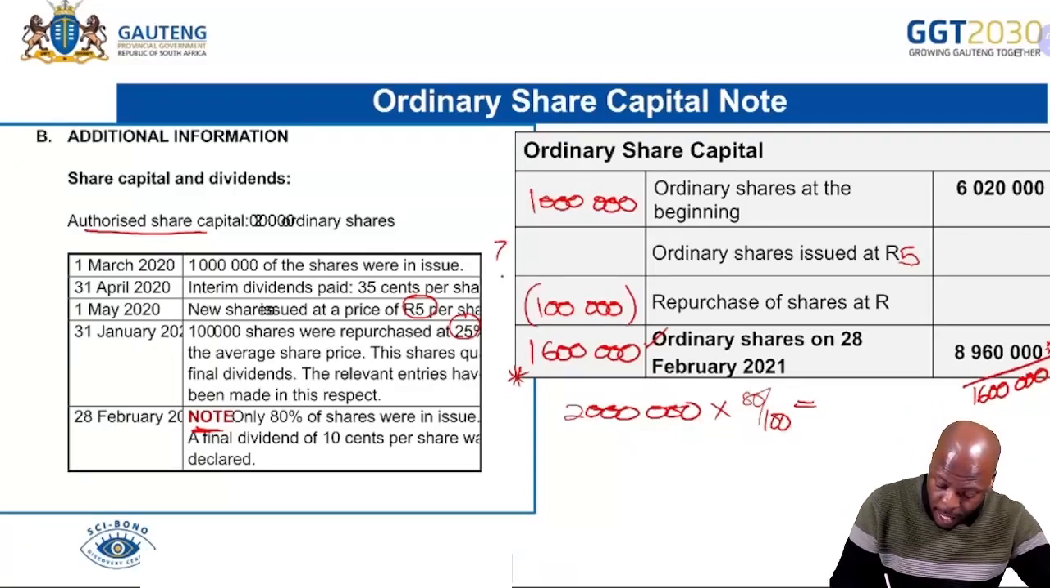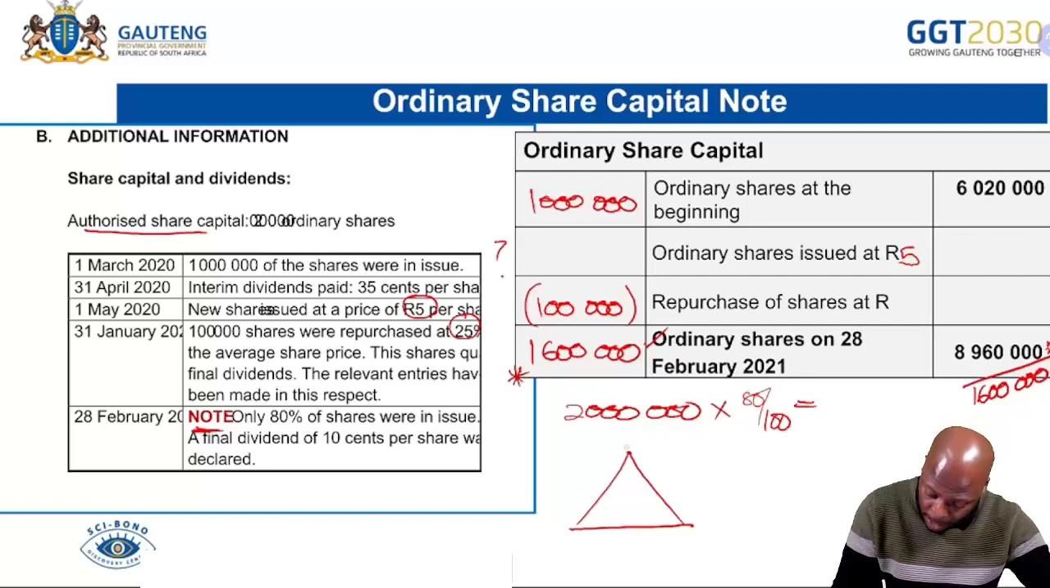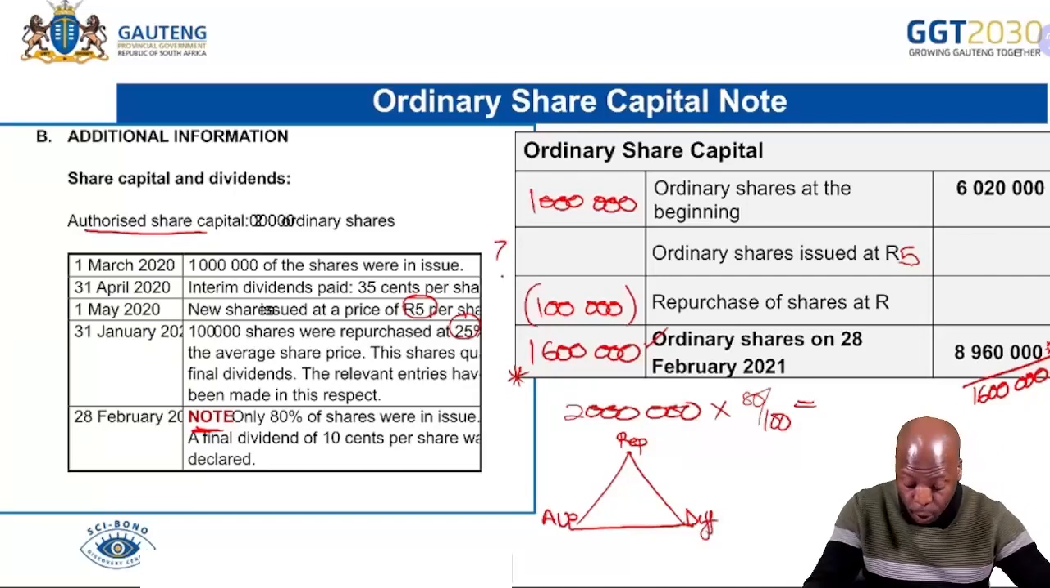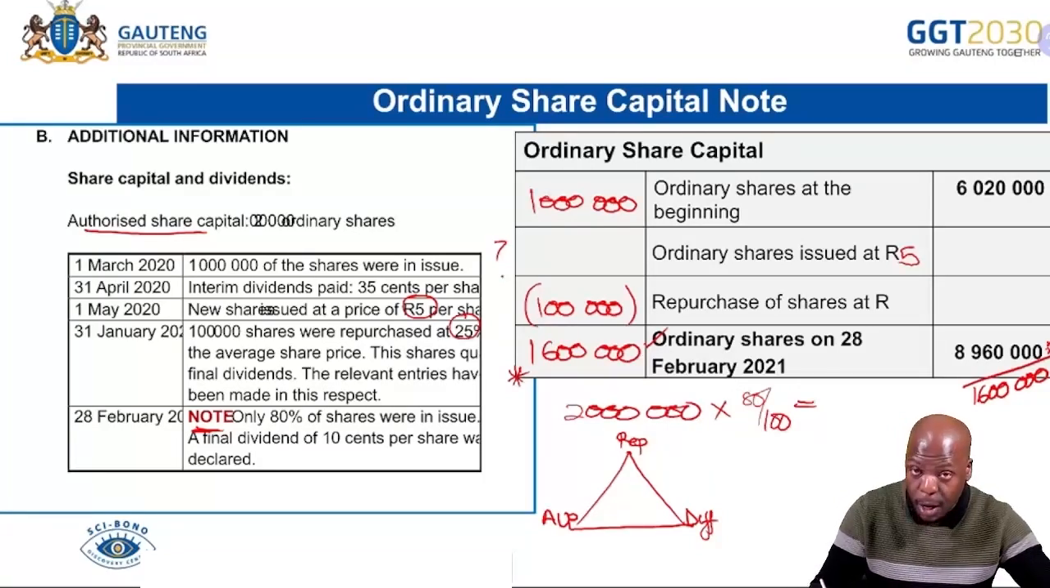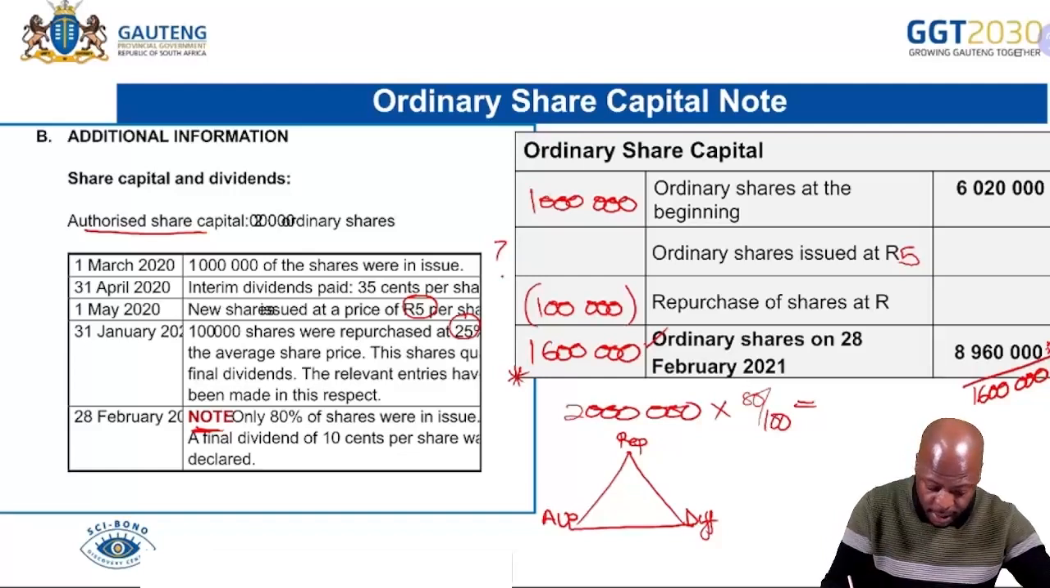In your classes, you have been taught that whenever you are repurchasing shares, you have the triangle, whereby on top it is your repurchase price, here it is your average price, and here it is your difference. So what we are looking for is the average price. If you say 8,960,000 divided by 1.6 million, you should get 5 Rand 60. So our average price becomes 5 Rand 60.